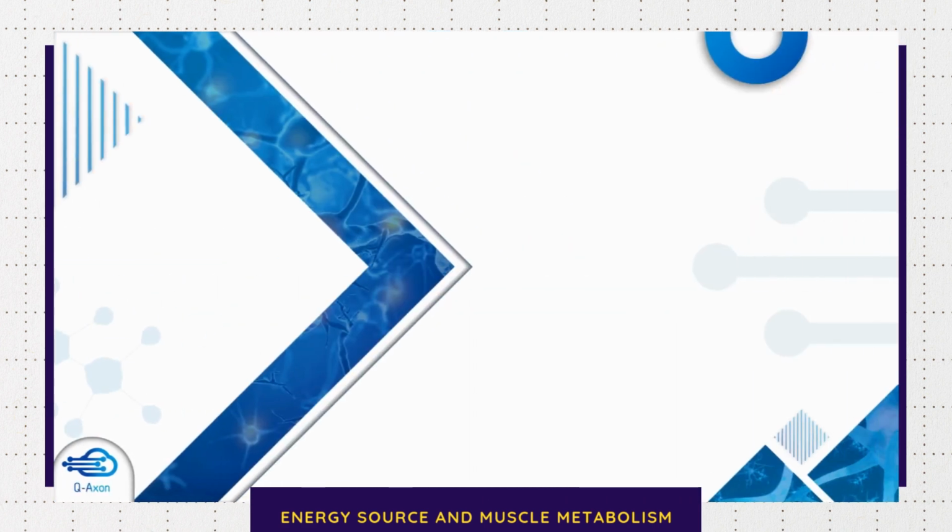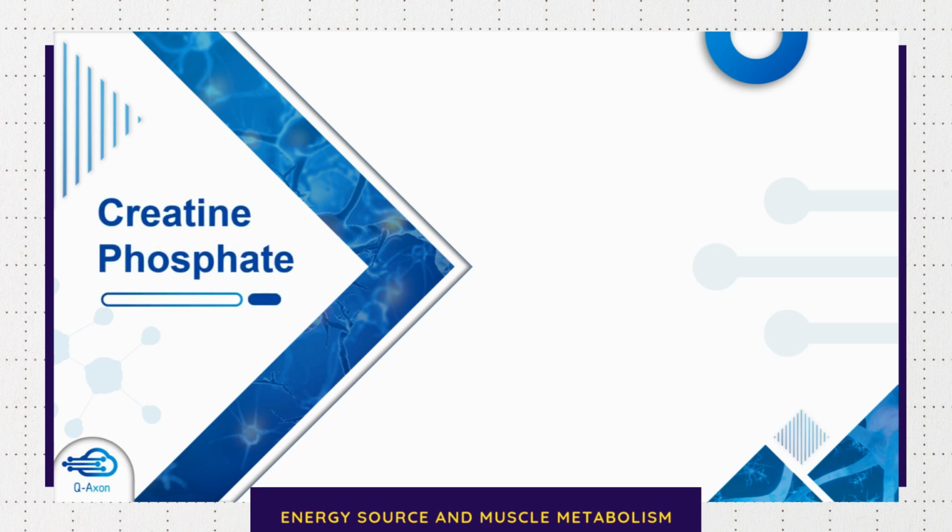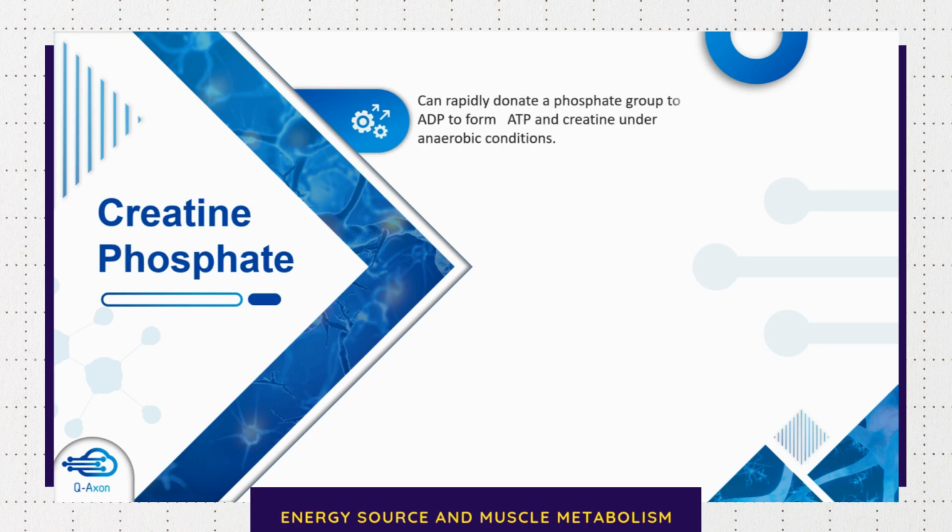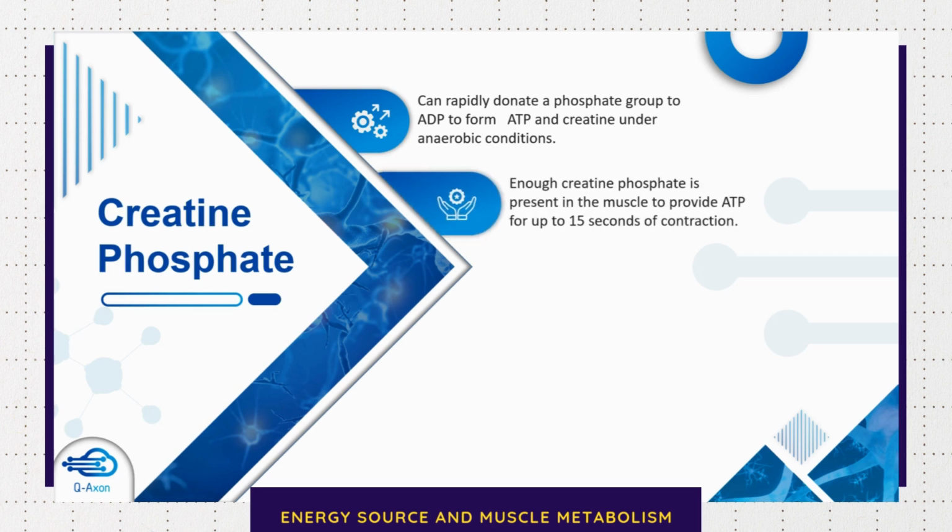So once the free ATP is exhausted, what is the next source of energy available to the skeletal muscle? Fortunately, the skeletal muscle has adequate stores of a molecule called creatine phosphate. This creatine phosphate quickly donates its phosphate group to ADP in order to form ATP. And this ATP can last for up to 15 seconds of muscle contraction.